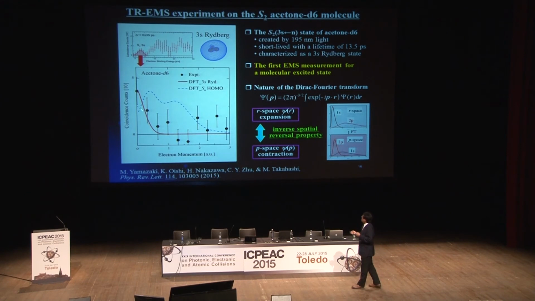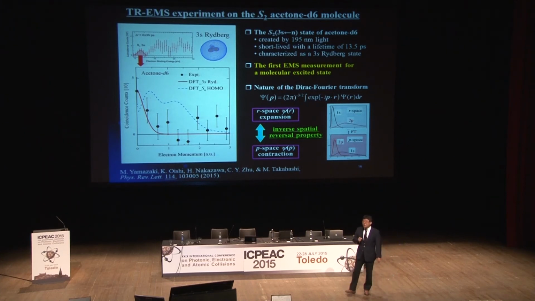In addition, the theoretical momentum profile for the outermost orbital of ground state acetone is included as a reference to highlight the behavior of the 3s Rydberg electron. Although the statistics leave much to be desired, you can see the experiment shows a maximum at the momentum origin, and its intensity drops off with an increase in electron momentum.